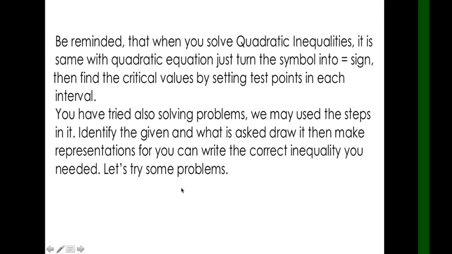Be reminded that when you solve quadratic inequalities, it is the same as with a quadratic equation. Just turn the symbol into an equal sign. Then find the critical values by setting test points in each interval. You have tried also solving problems. We may use these steps in it. Identify the given and what is asked. Draw it or make a representation so you can write the correct inequality you need.